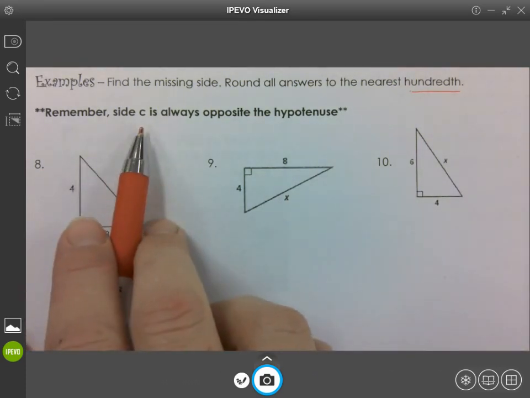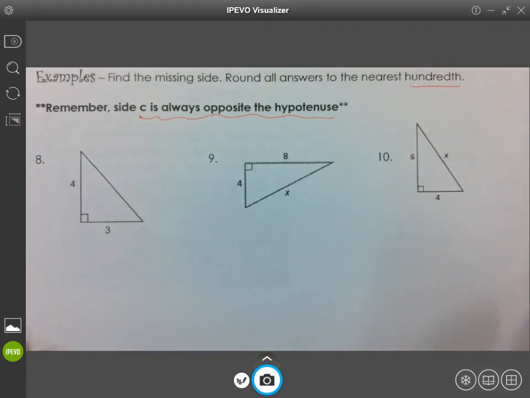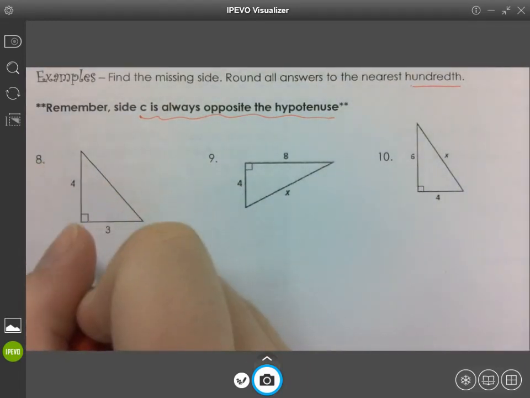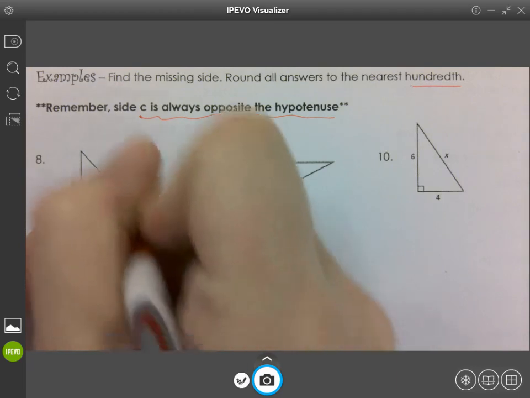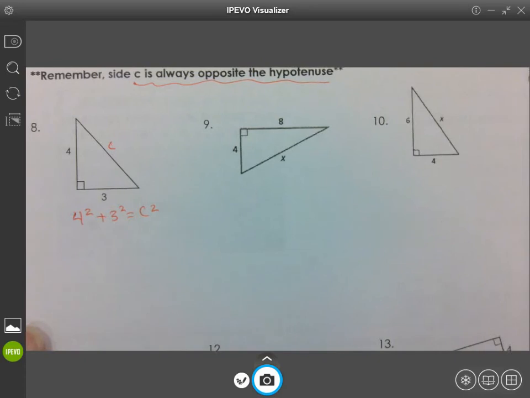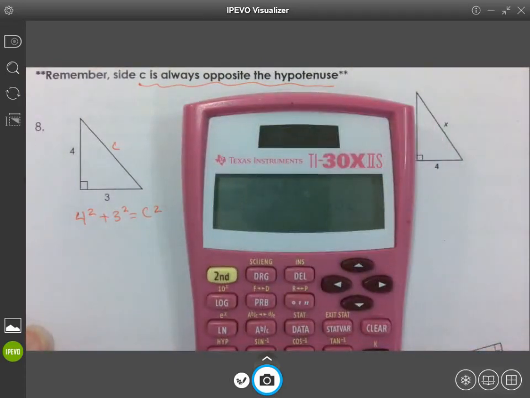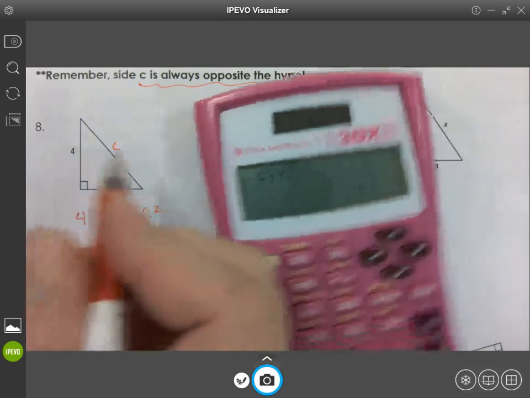All right. Side C is always the hypotenuse. That's what we just talked about. So I don't want just an answer. We are going to show that a leg squared, 4 squared, plus 3 squared equals, I'm going to call the hypotenuse C squared. Now I'm fine with you typing this in the calculator. You have to have one. 4 squared plus 3 squared equals 25.